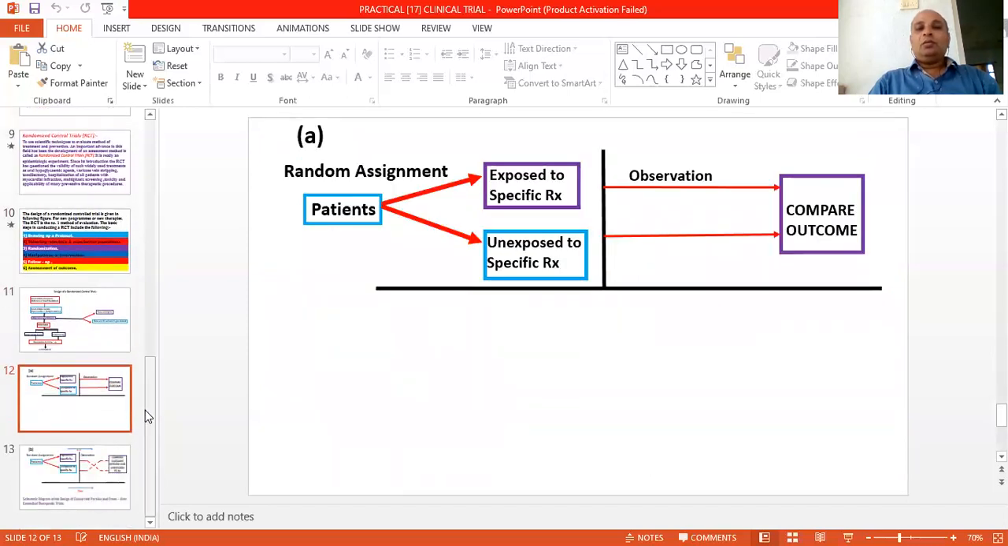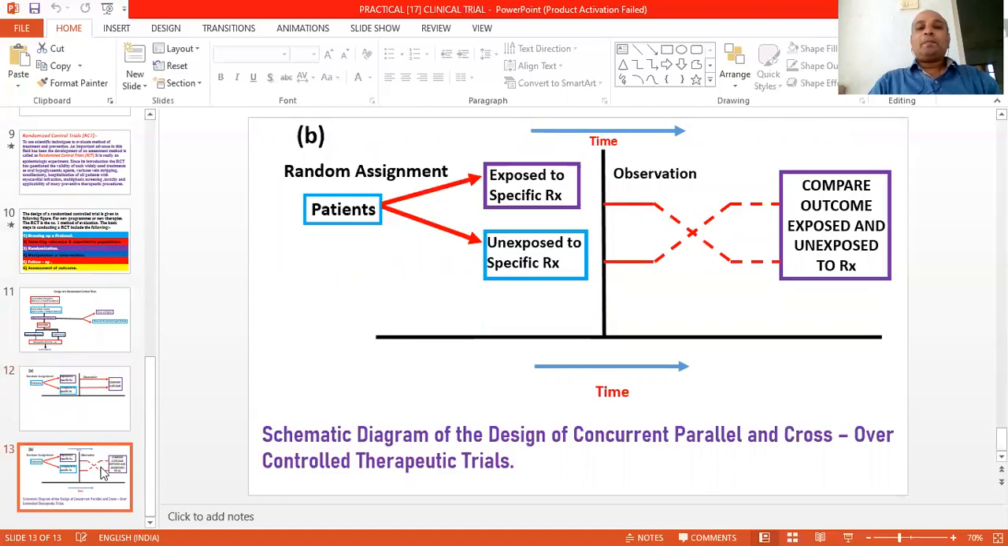Then a random assignment: patients exposed to specific, unexposed to specific. Observation compared to outcome. Then B, a random assignment: patients exposed to specific, unexposed to specific. Observation compares outcome of exposed and unexposed.